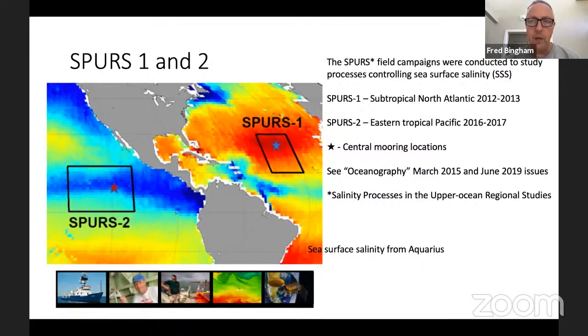The SPURS field campaigns were conducted to study processes controlling sea surface salinity. We had SPURS 1 in 2012 and 2013 in the evaporation-dominated region of the subtropical North Atlantic. And SPURS 2 came in 2016 and 2017 in the precipitation-dominated region of the eastern tropical Pacific. They were both conducted around these central moorings, located where you see the stars. If you're interested in the scientific results, there were a couple of oceanography special issues in 2015 and 2019. These experiments were mostly done to study and observe salinity in the upper ocean and how it works.